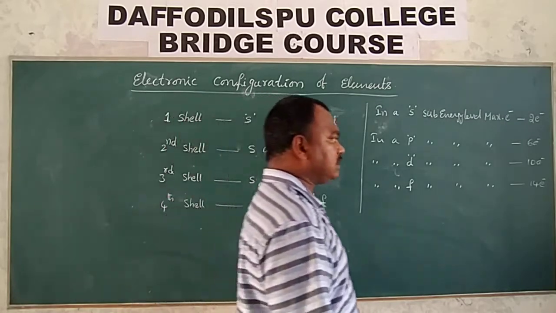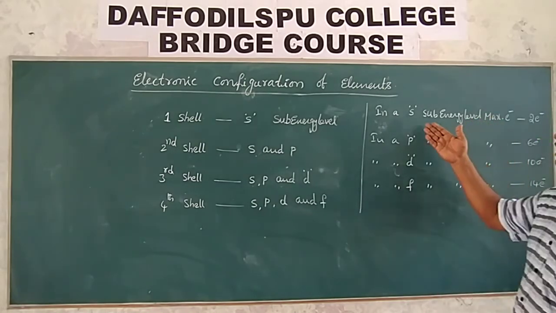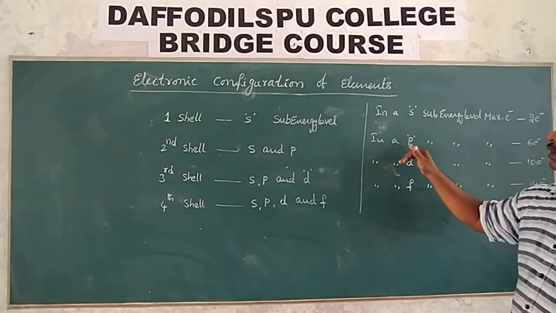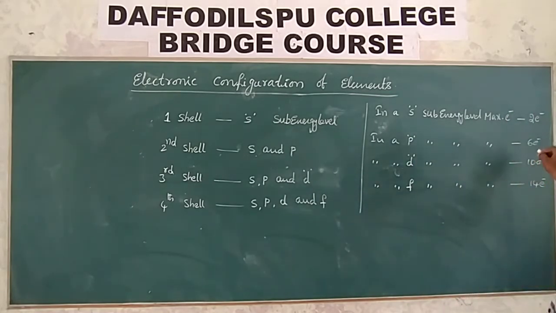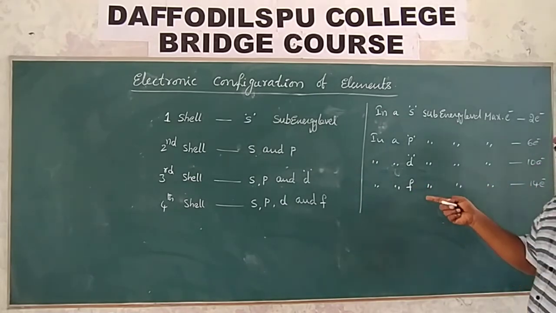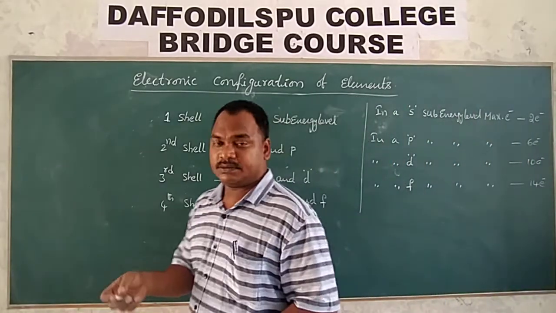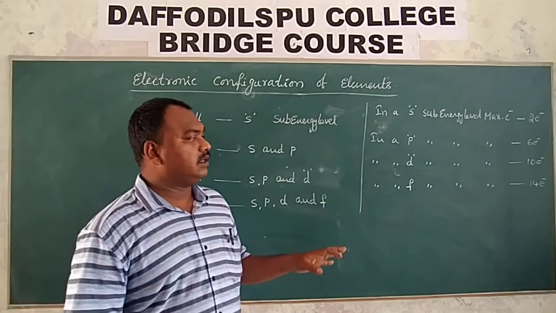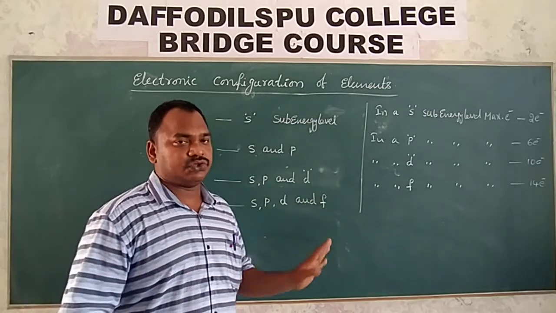How many maximum electrons can you accommodate in an S sub-energy level? Only 2 electrons. In a P sub-energy level? 6 electrons. In a D sub-energy level? 10 electrons. In an F sub-energy level? 14 electrons. You have to remember all these things while writing the electronic configurations.